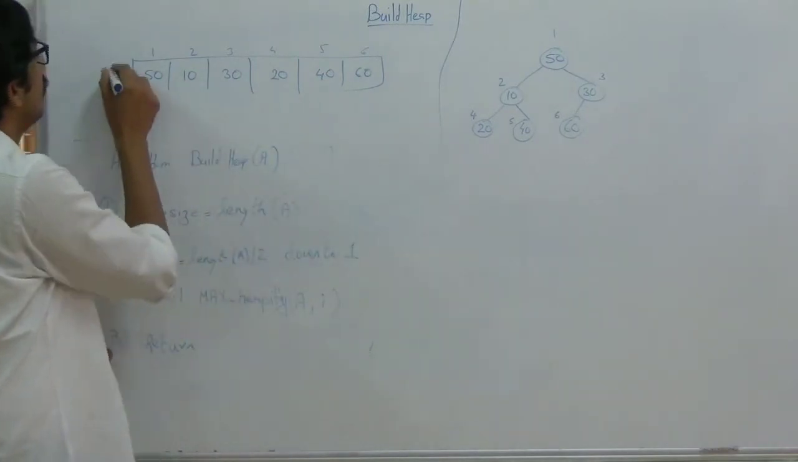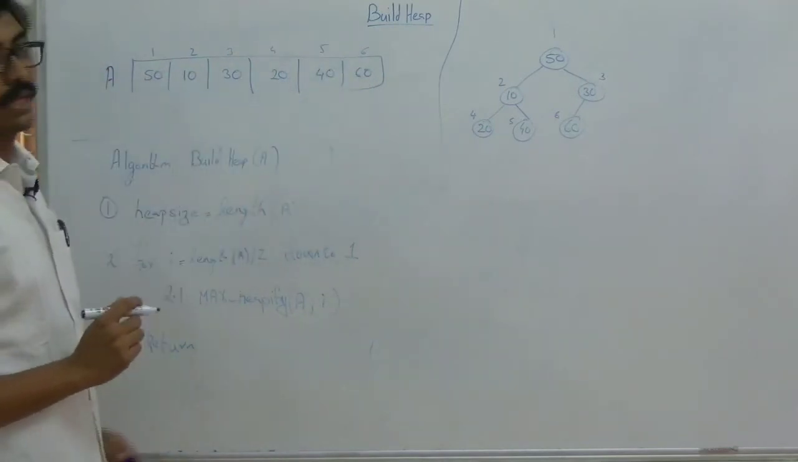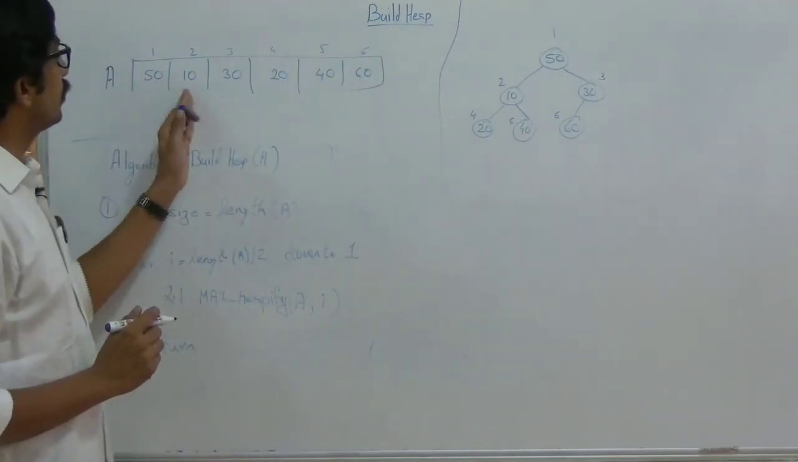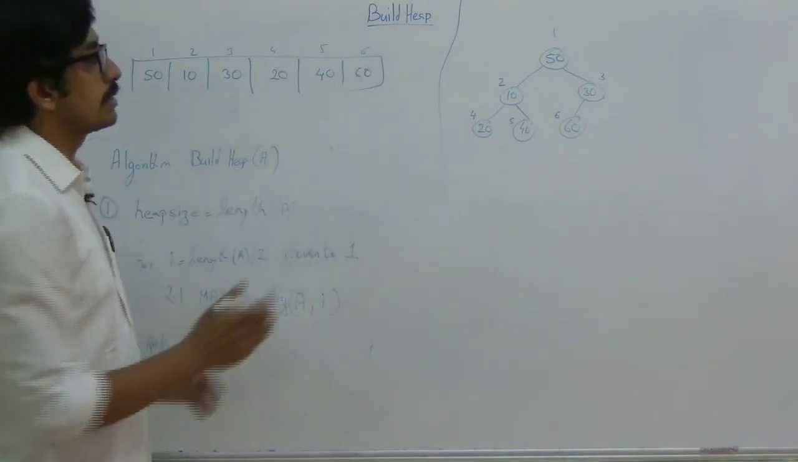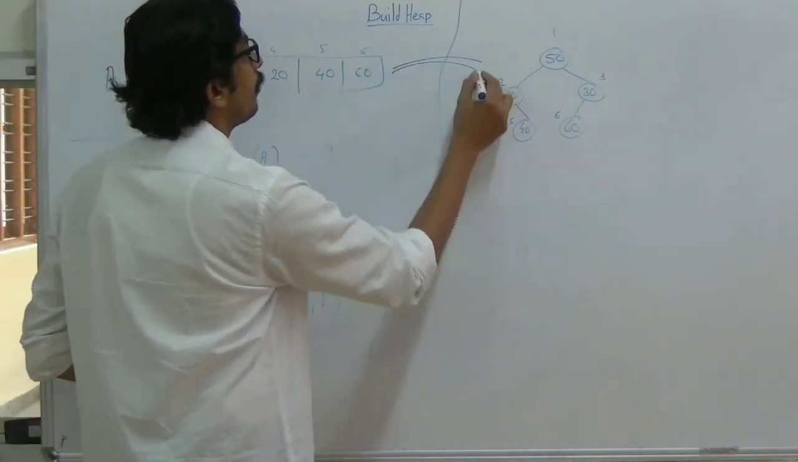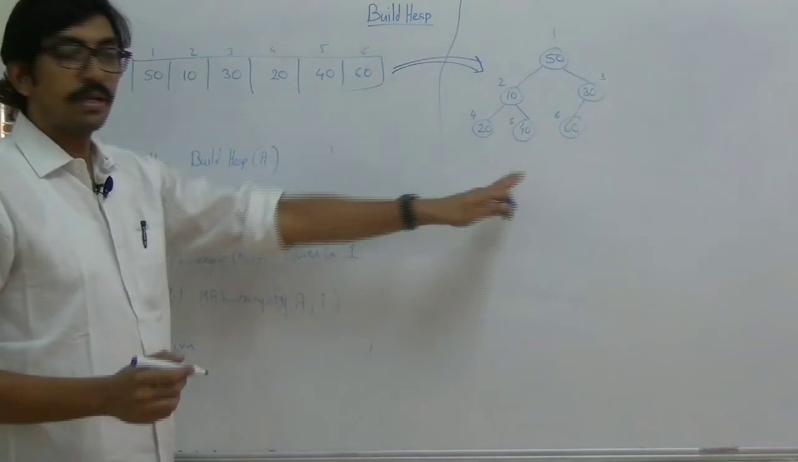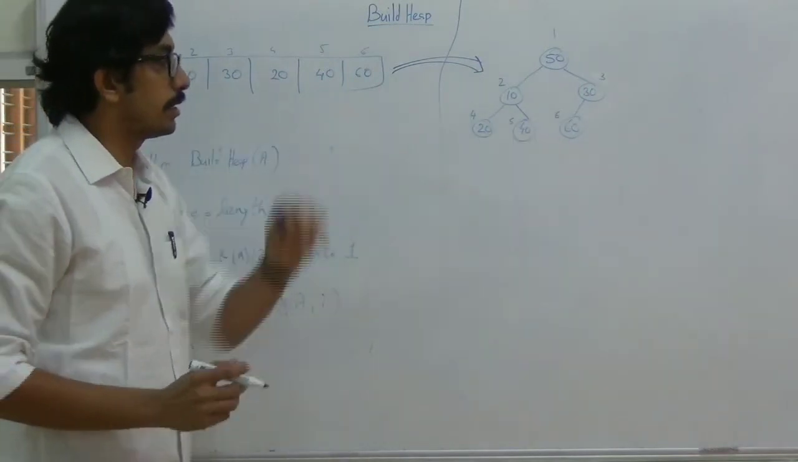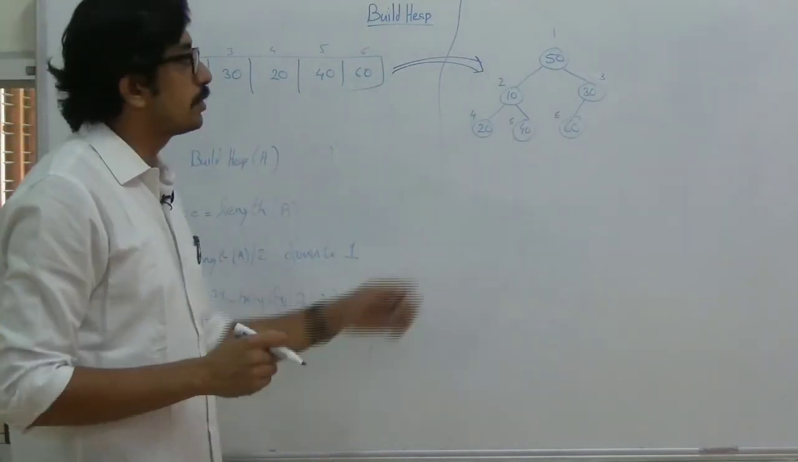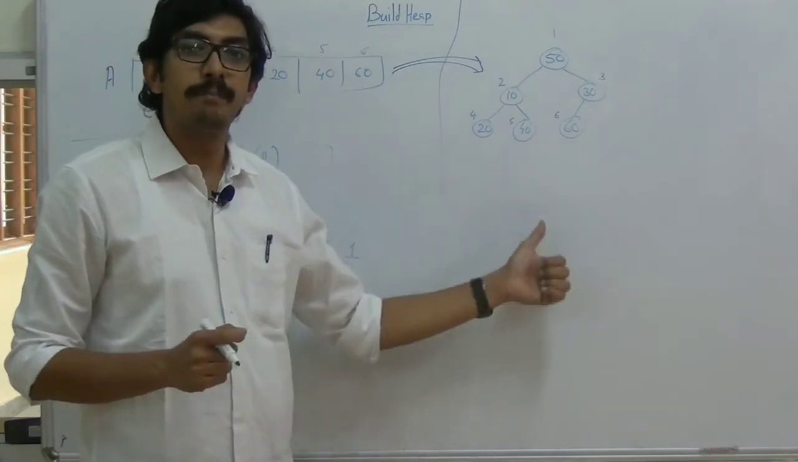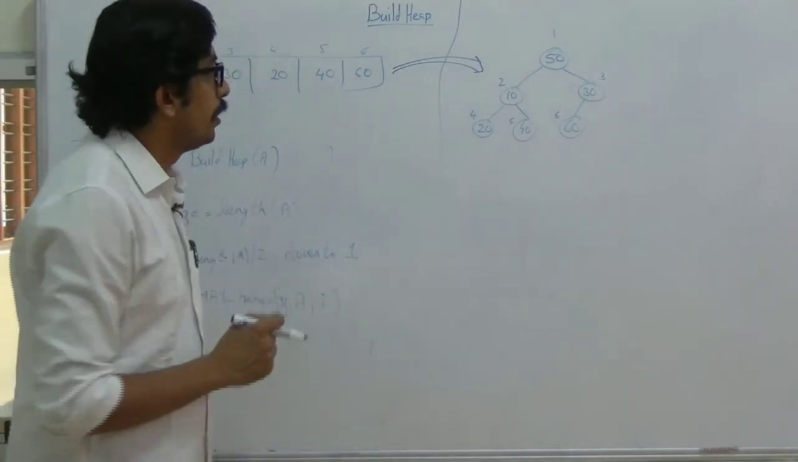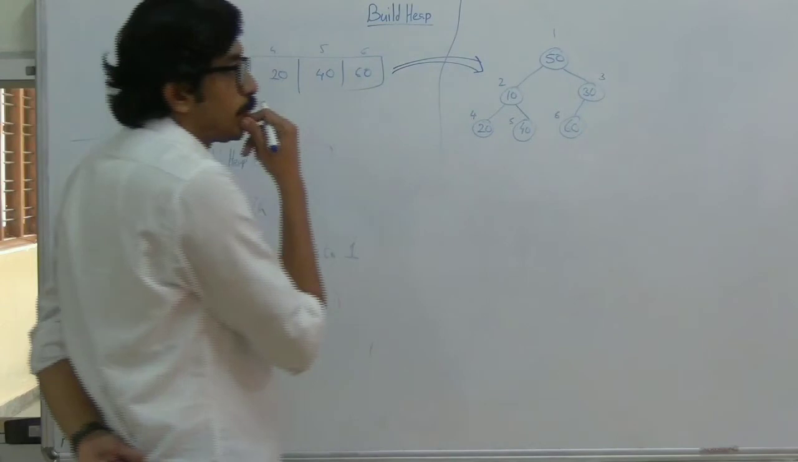So we are having an array A with 6 elements. That is heap size is 6 with 50, 10, 30, 20, 40 and 60 as elements. I have represented it as a binary tree, a partially complete binary tree. So now my aim is to convert this into a max heap. Okay. So we will see how we can do that.